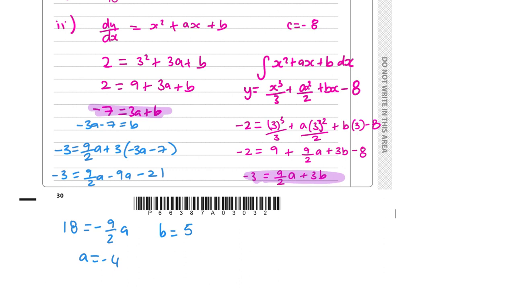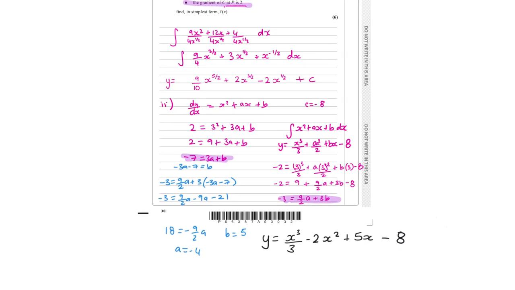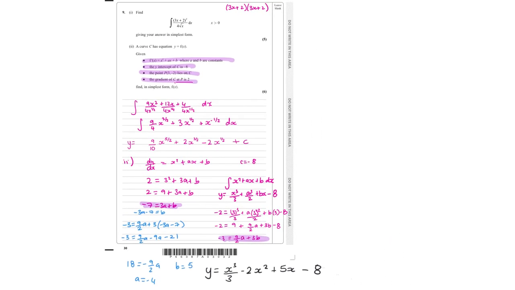So then my final equation must be y equals x cubed over 3 plus a x squared over 2, so minus 4 over 2 is negative 2x squared, plus bx, so that's plus 5x minus 8. Yeah. Perfect. Oh, wow. Haven't seen one of those questions before. That was really good. Okay. So that is the end of the paper. Well done and thank you.